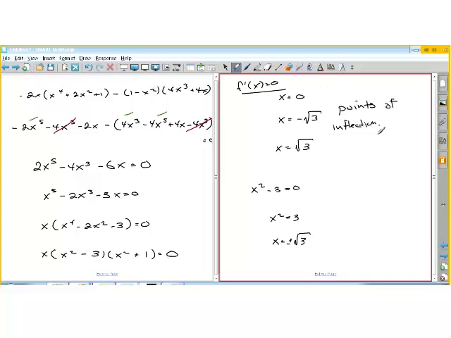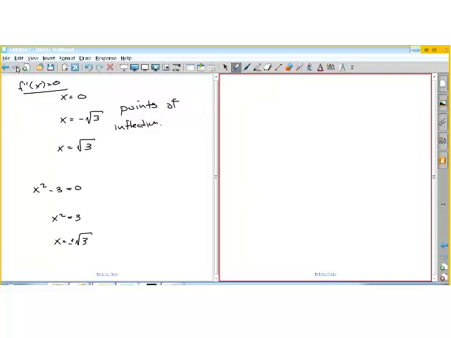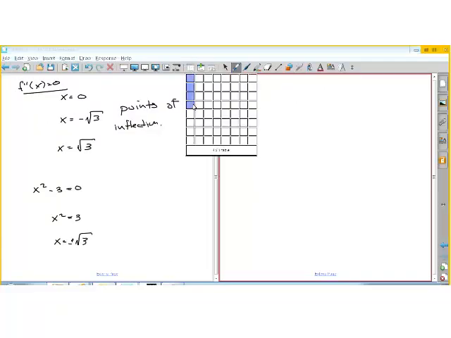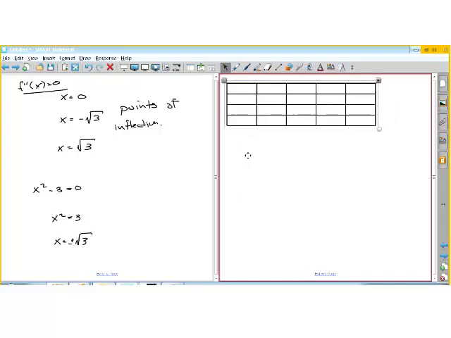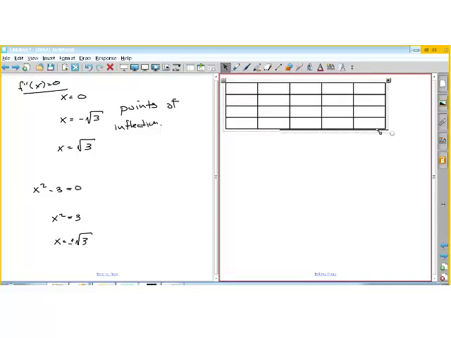So now what we're going to do is we have three of those, so we're going to need 3 plus 2 is 5, a table with 5 columns and 4 rows. 1, 2, 3, 4, 1, 2, 3, 4, 5. There it is.